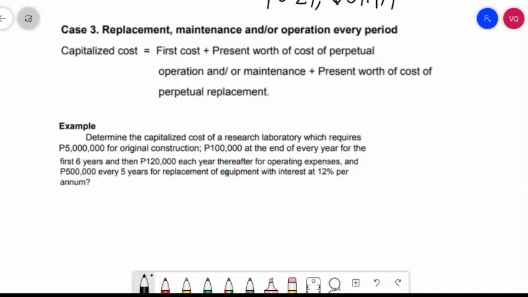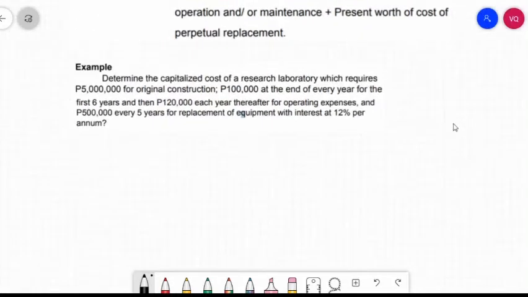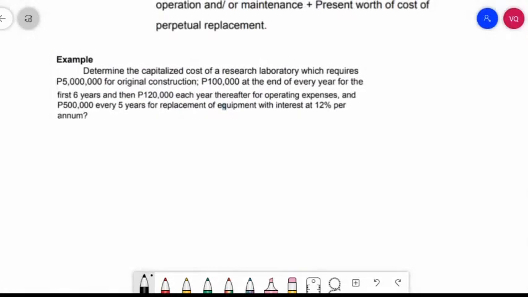So for this problem, we will draw the cash flow diagram, or we will list muna yung mga given. We have first cost equal to 5 million pesos, and then 100,000 at the end of every year for the first 6 years. So this is the annual cost at the end of every 6 years.